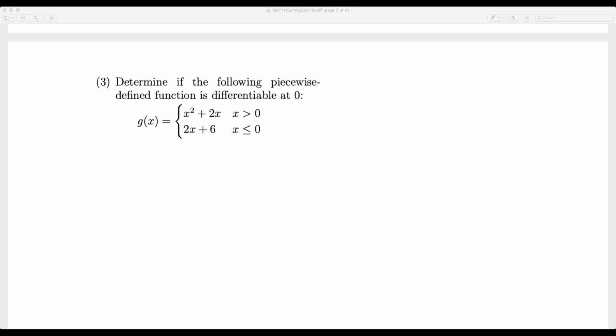provided that that limit actually exists, right? So we're setting up a limit, and that thing may or may not exist, like any limit.